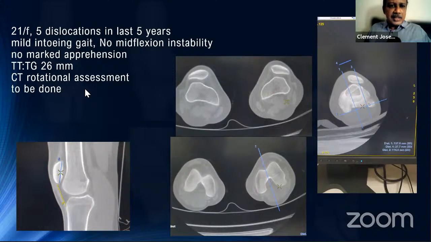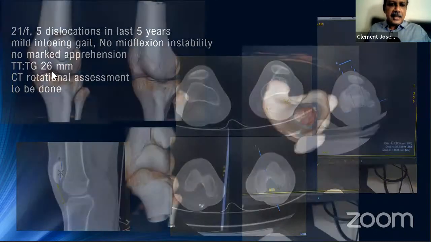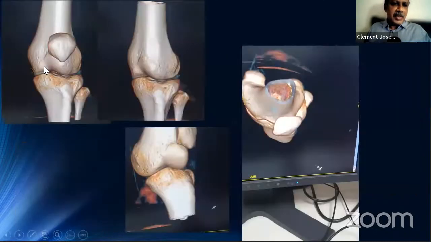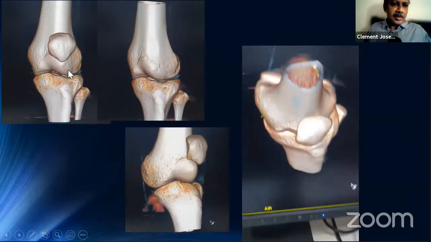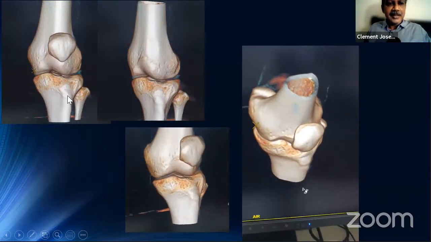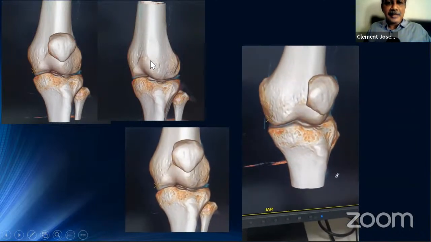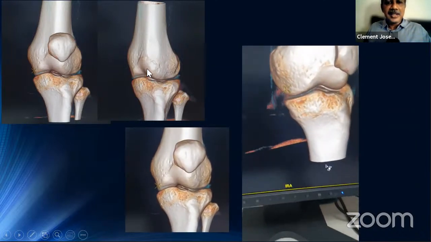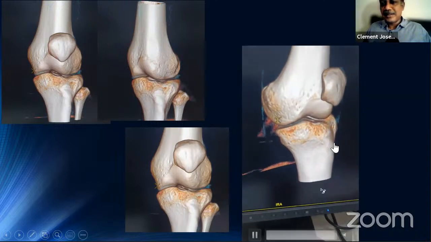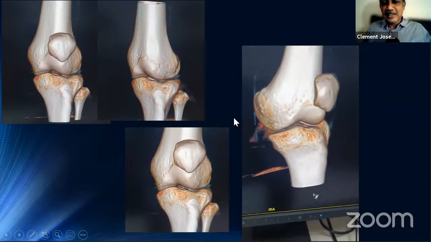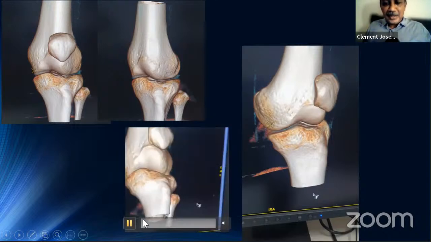What is interesting is this CT scan, 3D reconstruction. Here you can see the entire trochlea is facing away. The patella is in line with the tibial tuberosity, which is much more lateralized. And we have digitally subtracted the patella here. Now you can see that the trochlea is facing out like this, and the tibial tuberosity is facing this way. And these are the videos to show how.